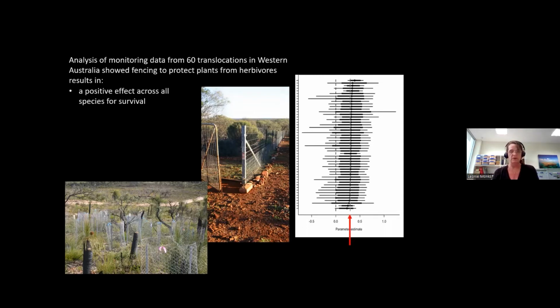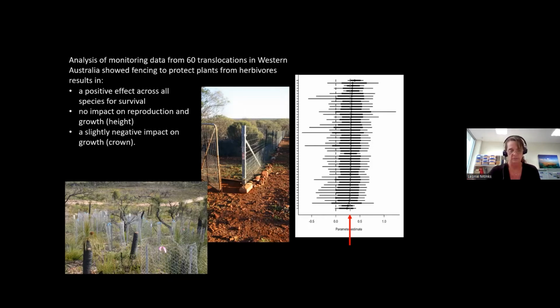So we found fencing had a consistently positive impact on survival across all 53 species. I've just highlighted, you can see the effect size there with the red arrow. I haven't shown the results for growth or reproduction here because it would just make the slide a little bit too complicated. But curiously, the fencing didn't have any impact on reproduction or growth and had a slightly negative impact on crown growth as well. But for the survival results alone, it makes it a very worthwhile investment. Also, large fences have the added advantage of protecting any seedlings that recruit naturally as well.